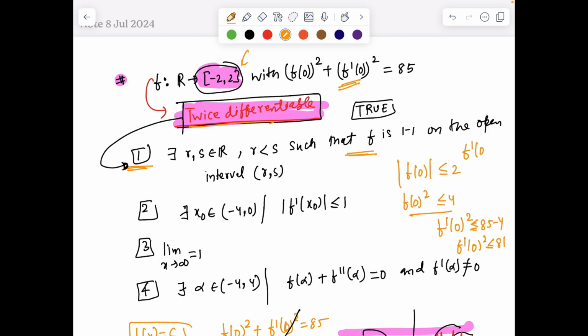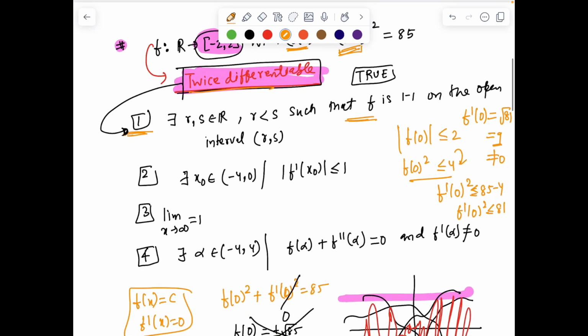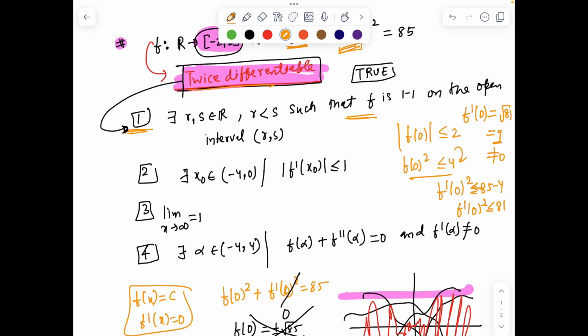So when f 0 goes to its maximum, f dash 0 goes to its minimum. When it is 4, the value that I get for f dash is root 81, which is 9. So clearly it is not 0. No matter what value of f of 0 I take, f dash 0 is not going to be 0 in any of this interval, because of this equality.